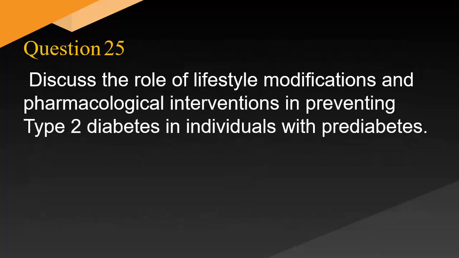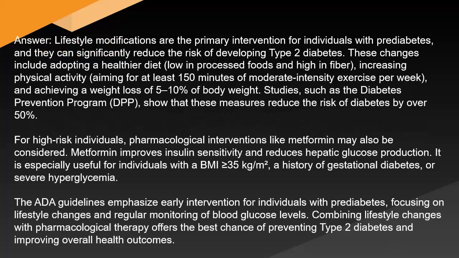Discuss the role of lifestyle modifications and pharmacological interventions in preventing type 2 diabetes in individuals with prediabetes. Answer: Lifestyle modifications are the primary intervention for individuals with prediabetes, and they can significantly reduce the risk of developing type 2 diabetes. These changes include adopting a healthier diet, low in processed foods and high in fiber, increasing physical activity, aiming for at least 150 minutes of moderate intensity exercise per week, and achieving a weight loss of 5% of body weight.